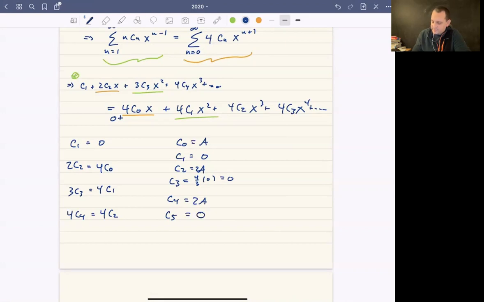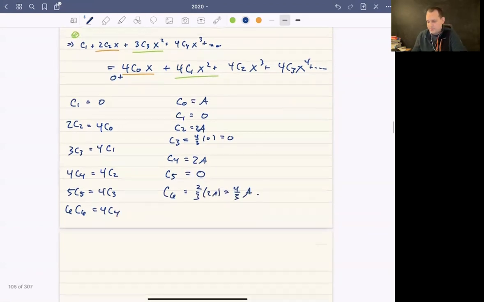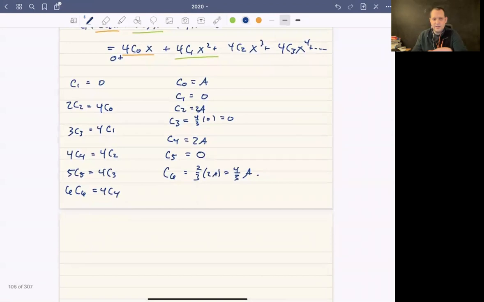C5 will be, so 5C5 is going to be equal to 4C3. And 6C6 is 4C4. So that means that C6 is going to be 2/3 of C4. So that's 4/3 A. And the pattern's pretty hard to spot. That's why I like to not simplify everything.